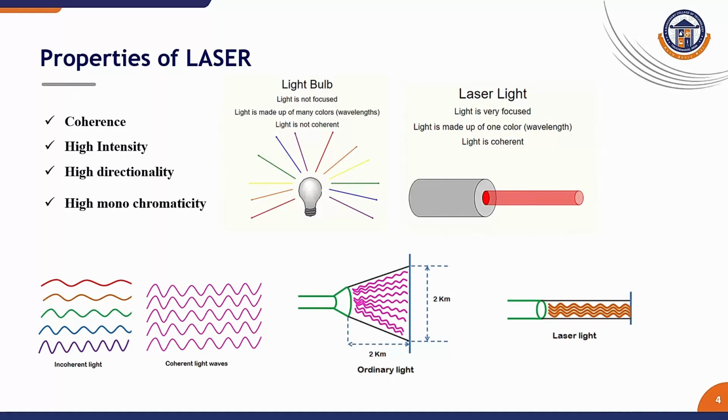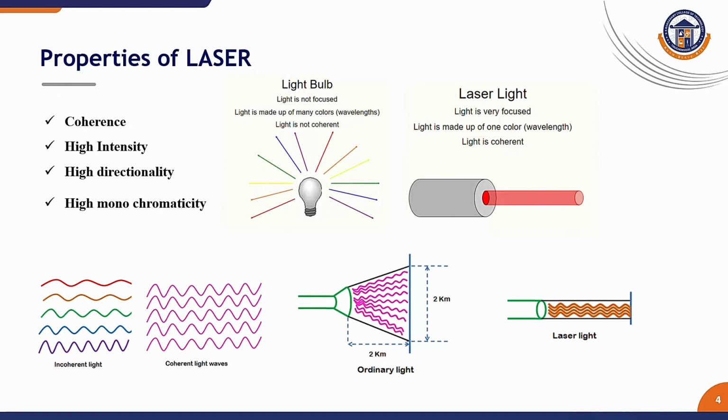The properties of laser. The first property is coherence, and then the second property, high intensity, and high directionality and high monochromaticity. Coherence means all the light waves in a laser beam are in the same phase and same wavelength, and ordinary light waves are random. And then the second one, high intensity. Compared to ordinary light, for example, a 1 milliwatt laser is 1,000 times more powerful than a 100 watt ordinary light. This is the high intensity of laser light compared to ordinary light.